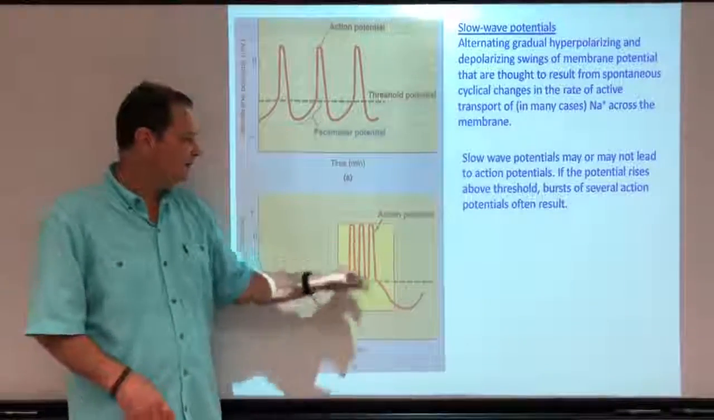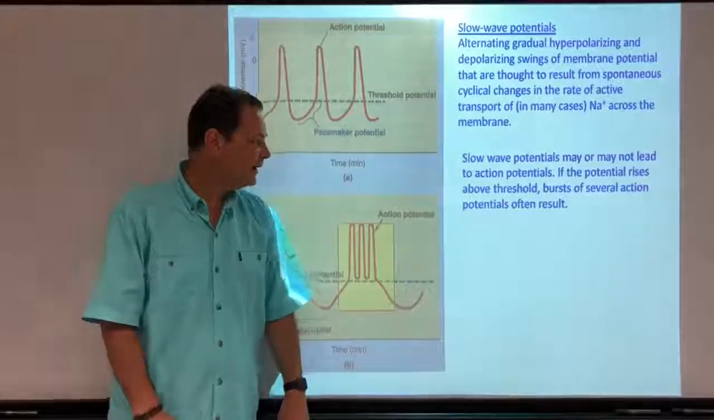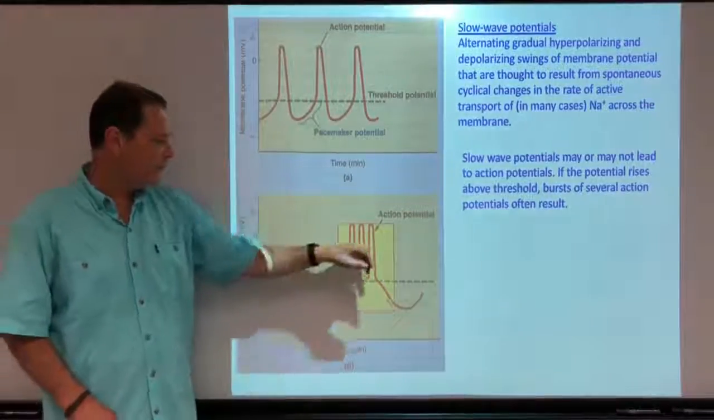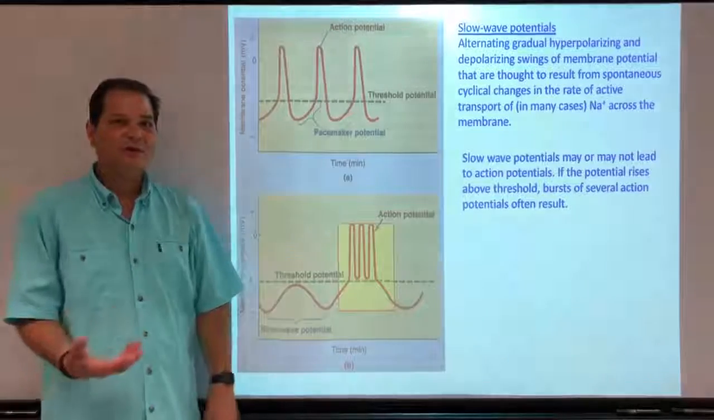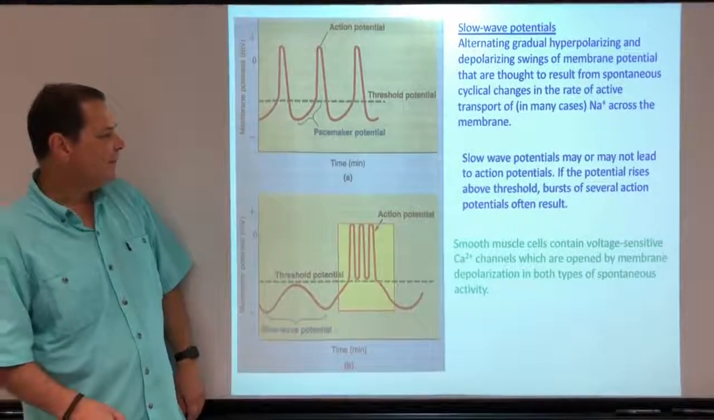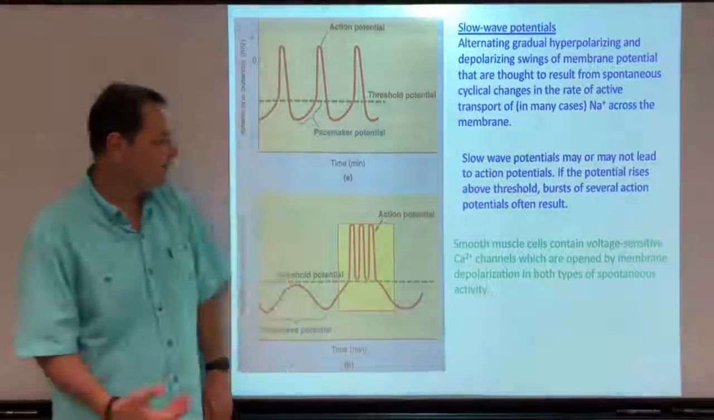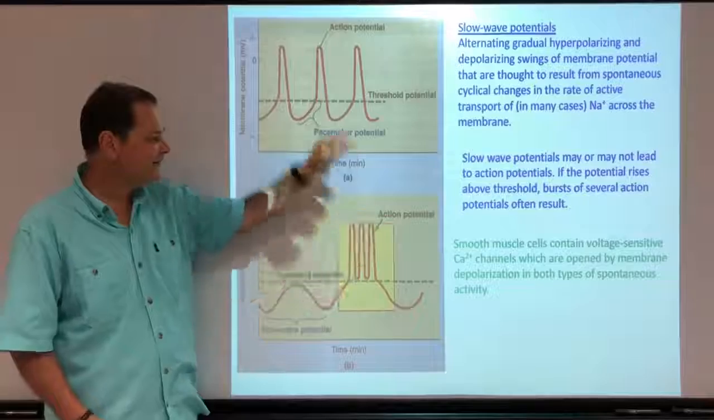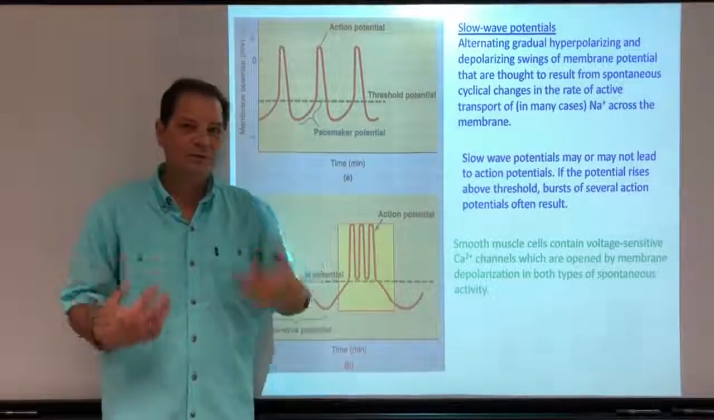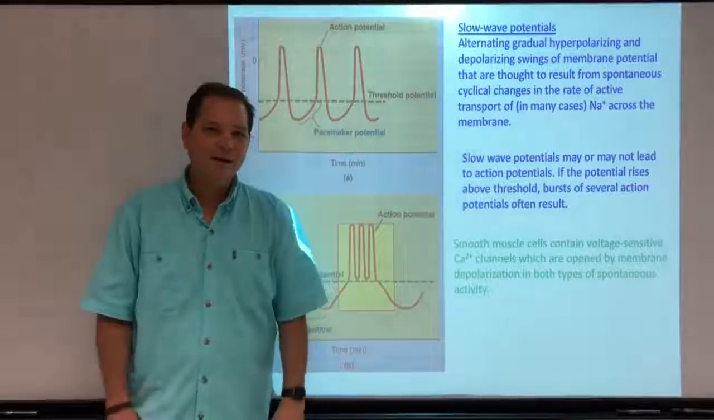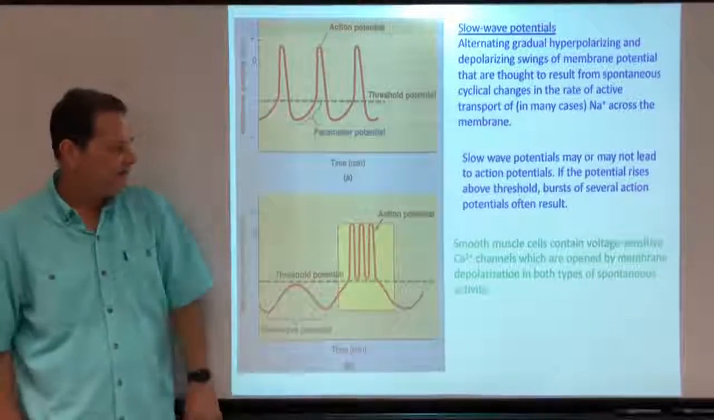And when they do throw action potentials, you can see that here's a burst of action potentials, and typically the more action potentials you have, the stronger your smooth muscle contraction will be. Smooth muscle cells contain voltage-sensitive calcium channels that will open in response to these action potentials. Calcium will flow in, and that will cause the smooth muscle cell to contract, okay?